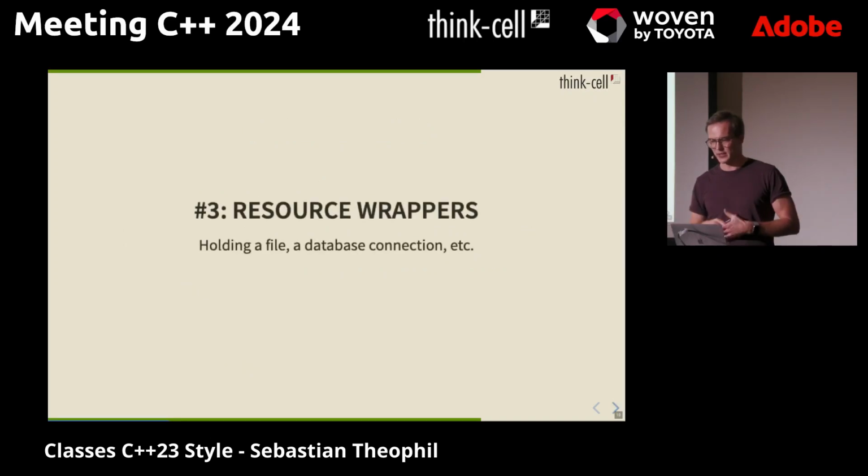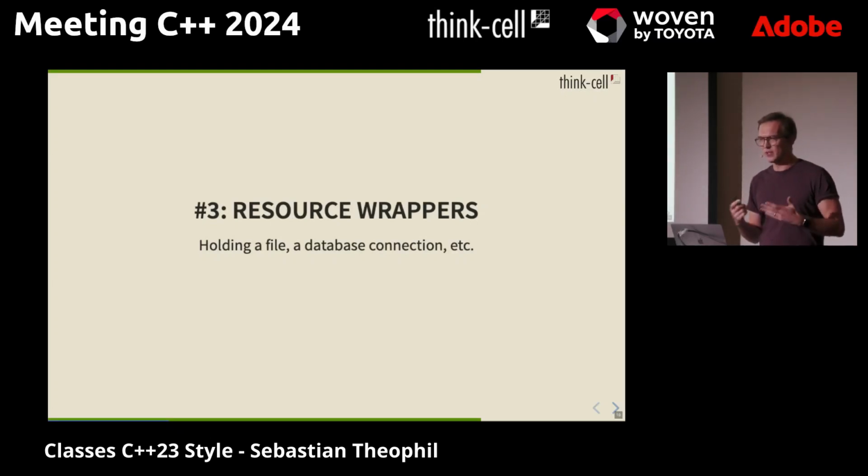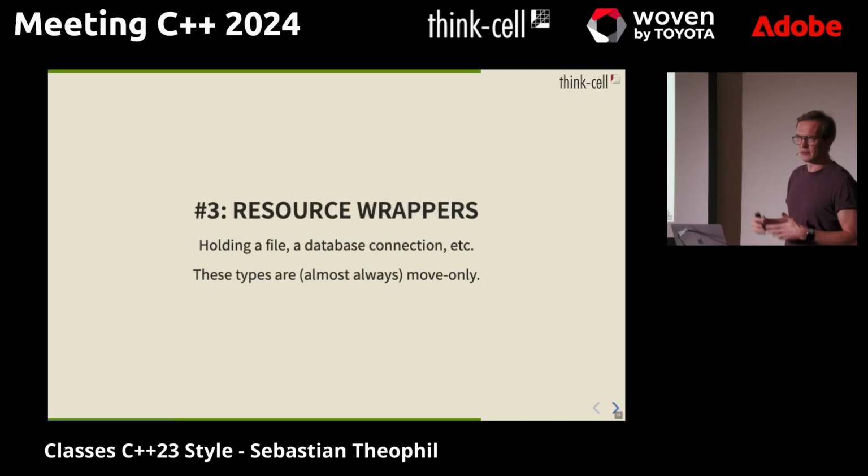So the third case, where resource wrappers, these are little objects we write that hold a file, a database connection, etc. These things are almost always move-only types. We don't want to copy the database connection. There's only one of them. So we don't want this object to be copyable, but moving is perfectly fine because we can just hand over ownership of the database or of the file.